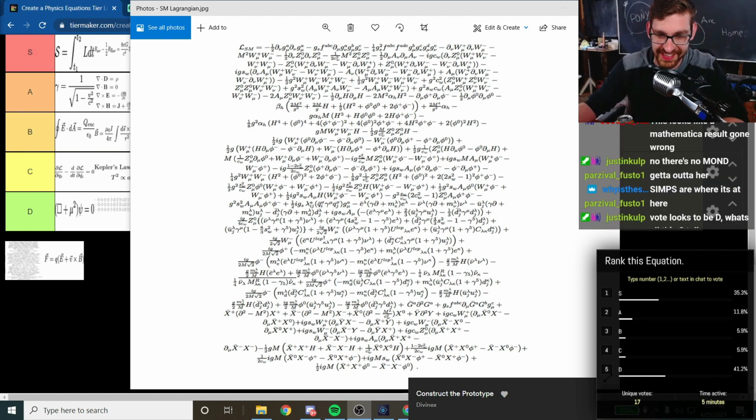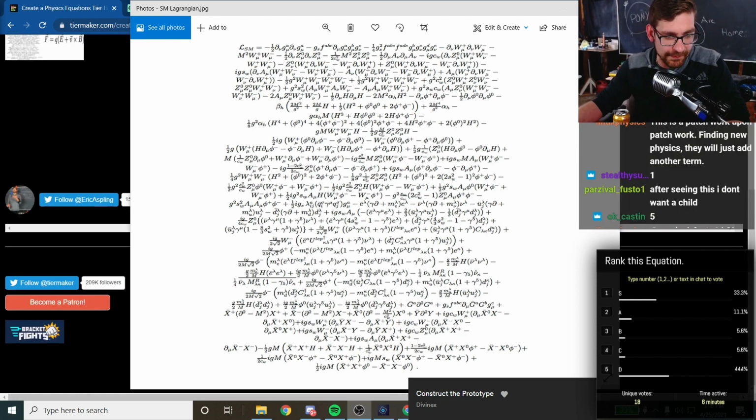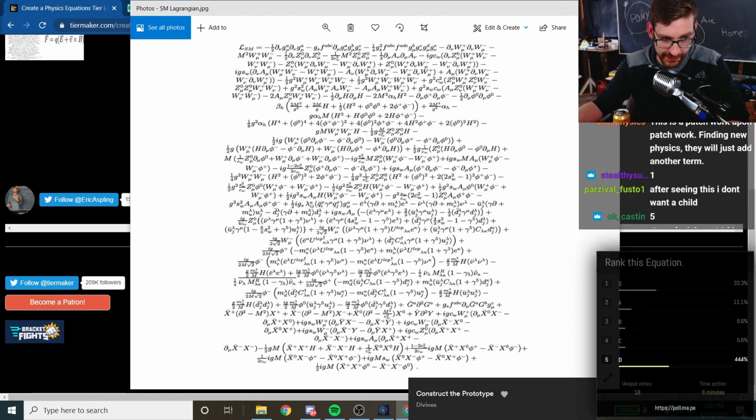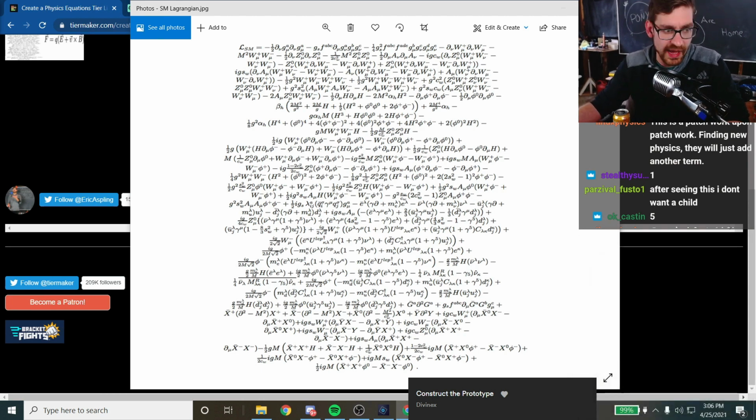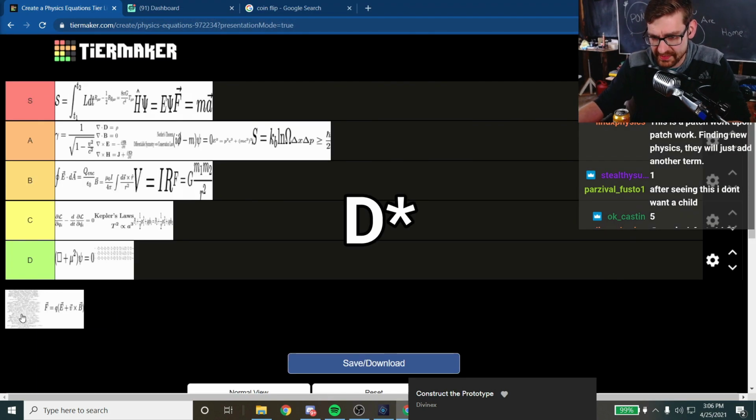Vote looks to be D. What's all this S talk? I smell corruption. I'm just giving people time, if anybody wants to vote and change the outcome. All right, the tallies are in. S just got another vote. It's over. The standard model Lagrangian finds its way down to the S tier.